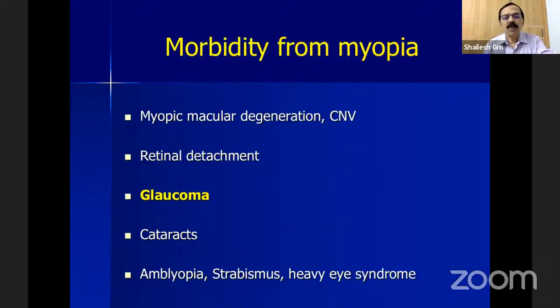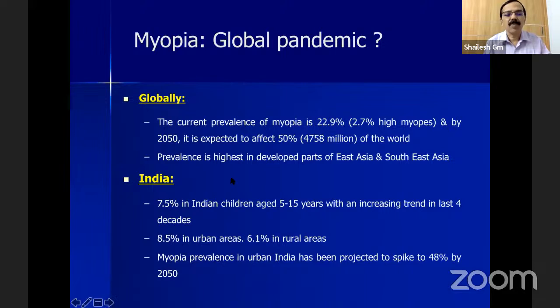Now, the morbidity of myopia is not only restricted to the optic nerve. It also includes myopic macular degeneration, retinal detachments, cataracts, amblyopia, strabismus, heavy eye syndrome, and so many other things which other speakers will deal with. I will touch upon the most important part of myopia, that is glaucoma.